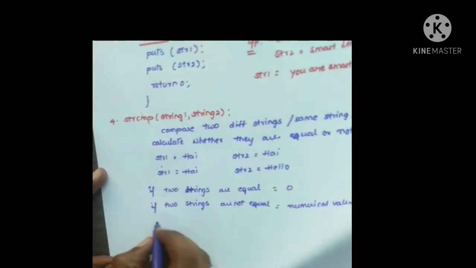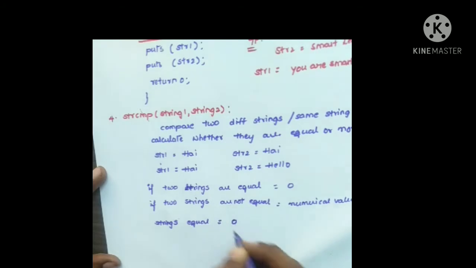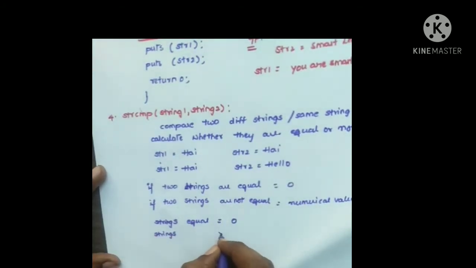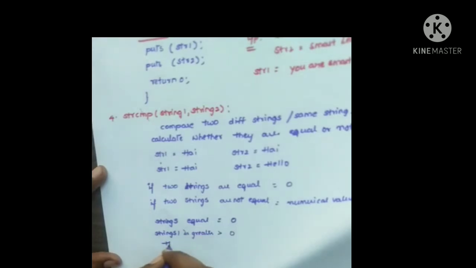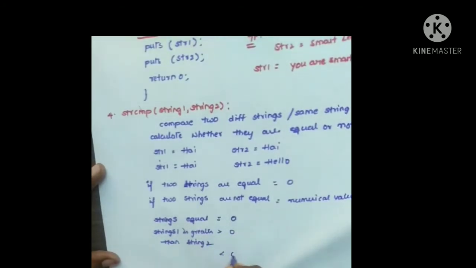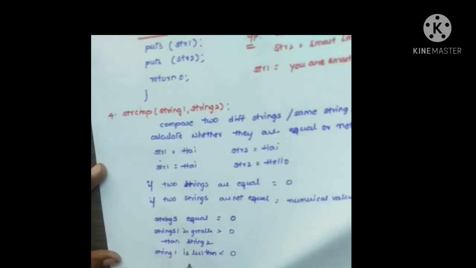If strings are equal, it declares 0. Greater than 0 means string 1 is greater than string 2. This is the second condition. And the less than 0 condition means string 1 is less than string 2.